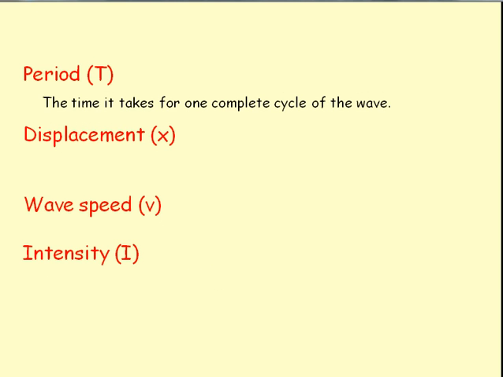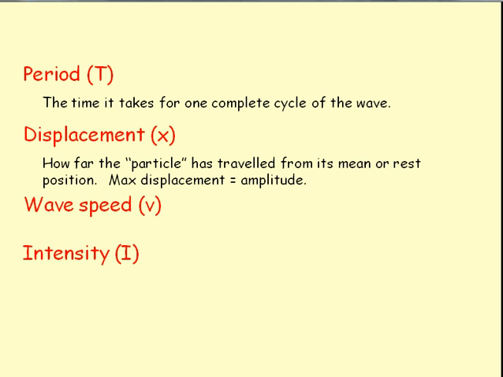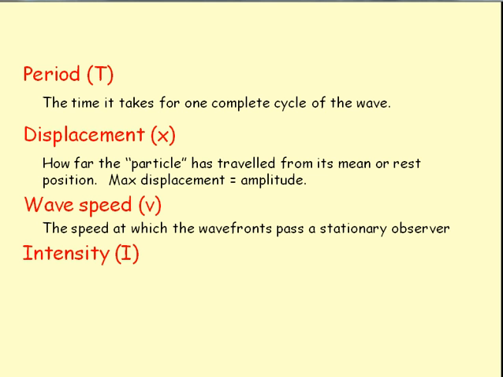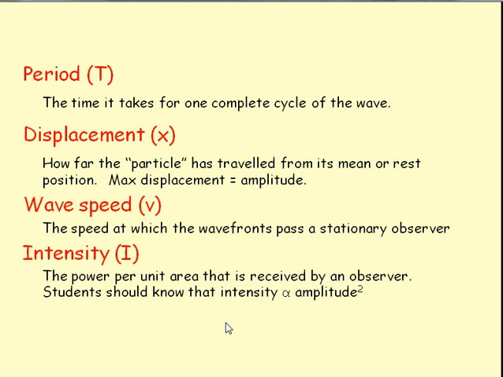Period is the time, in units of time or seconds. Displacement is distance from the rest position. And wave speed. And intensity. I just want to point out intensity is proportional to, this symbol here means proportional to, the square of the amplitude. Remember, our energy is also proportional to amplitude squared.